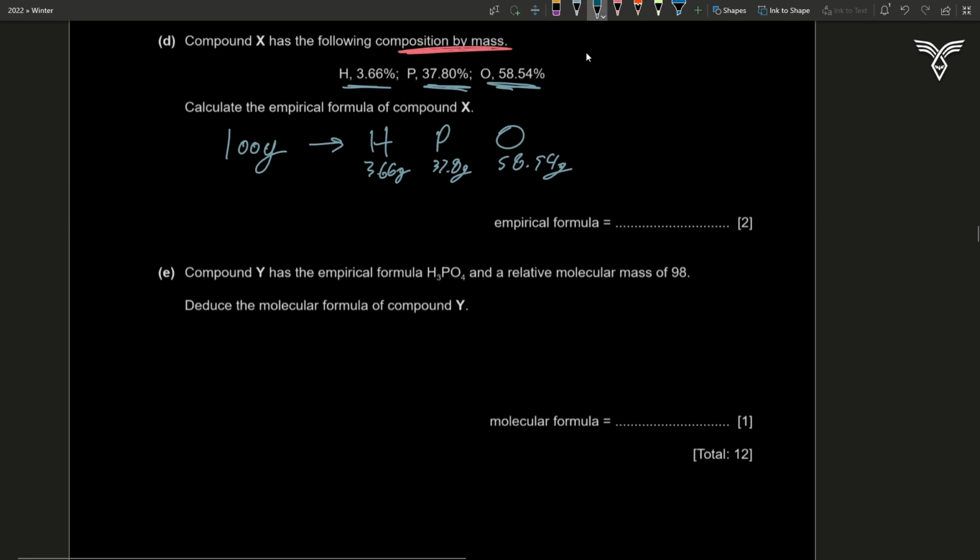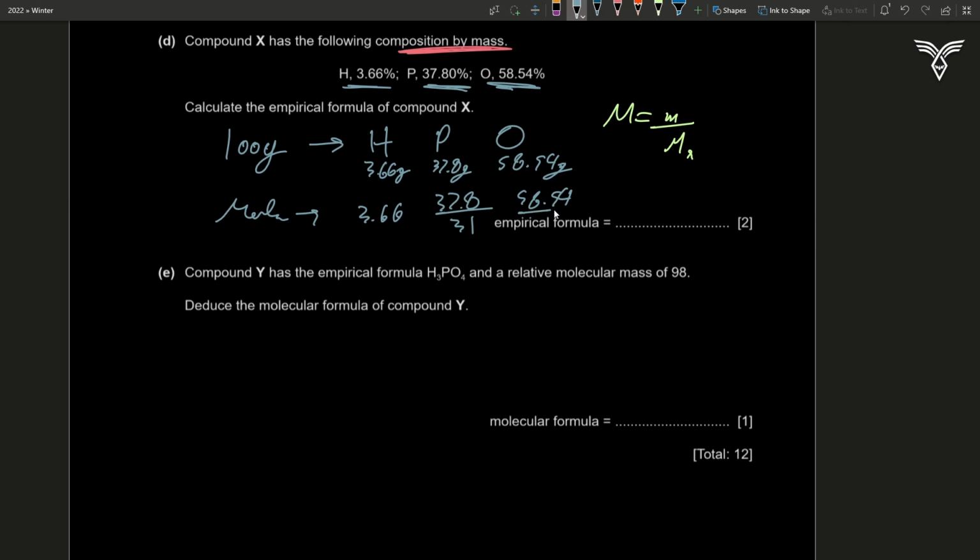moles equal mass over molar mass، احنا عارفين ده. طيب يبقى اجيب المولز ازاي؟ moles equal mass over molar mass. 3.66 over 1 تبقى 3.66، و 37.8 over المولر ماس بتاع الفوسفورس اللي هو 31، والأكسجين 58.54 over كام؟ 16 اللي هو المولر ماس بتاع الأكسجين. كده هيبقى عندي كام مول؟ 3.66 moles of hydrogen، 1.22 moles of phosphorus معلش، و 3.66 moles of oxygen.